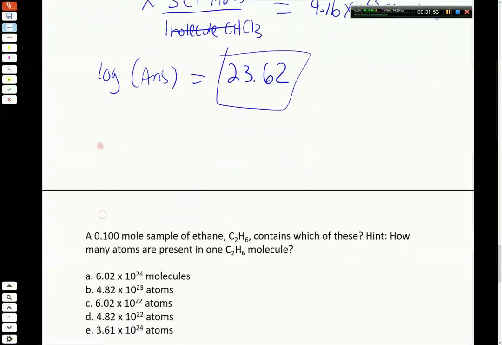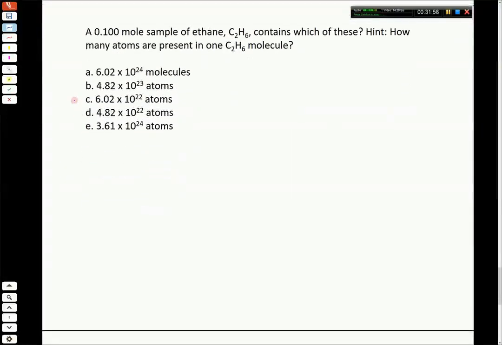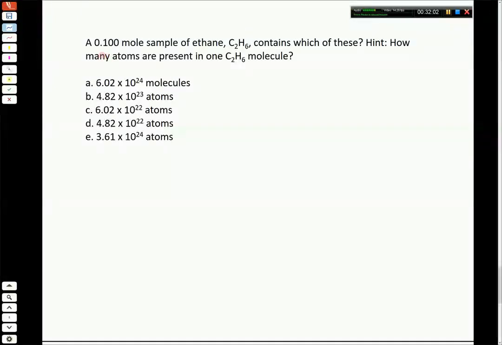And then the final one that I'll go through is another one that uses really the same concept that trips people up. So I think I'm going to do this one quickly. So we have a 0.1 mole sample of ethane. We want to know which of these does it contain, 6.02 times 10 to the 24th molecules, or different numbers of atoms are given as answer choices as well. So if we want to find the number of molecules to see if choice A works, all we have to do is take 0.1 mole of C2H6 and then convert that into molecules using Avogadro's number.